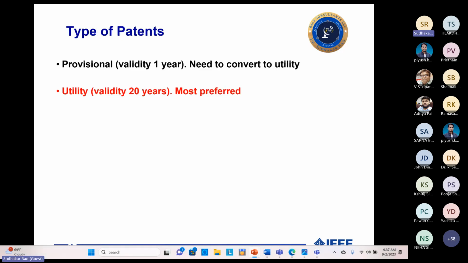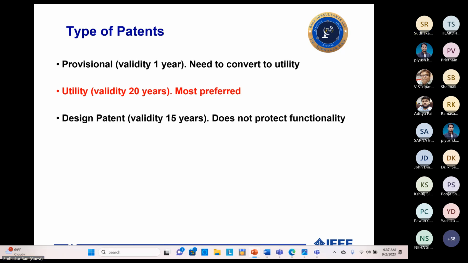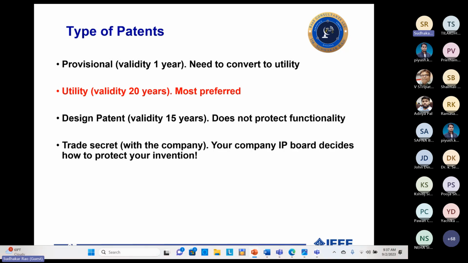Types of patents: provisional, where validity is 1 year. So initially you apply for a provisional patent. After it's approved, then you file for a utility patent. Utility patents are mostly preferred because validity is 20 years. Design patents are okay, validity is 15 years, but they don't protect the functionality of your hardware. Trade secret: sometimes a company doesn't want to disclose. If you write a patent, that means it is approved and it's in USPTO, then others can read it and see what this company is doing. So sometimes they want to protect it, so it's a trade secret. You apply for a trade secret and you get it.